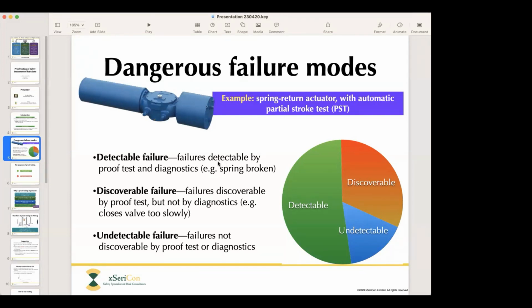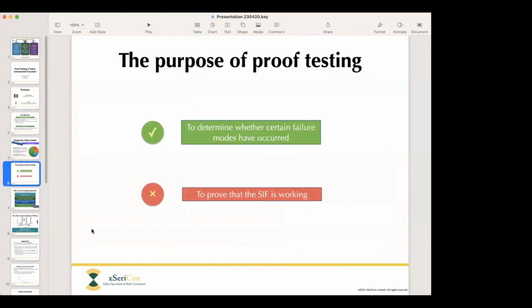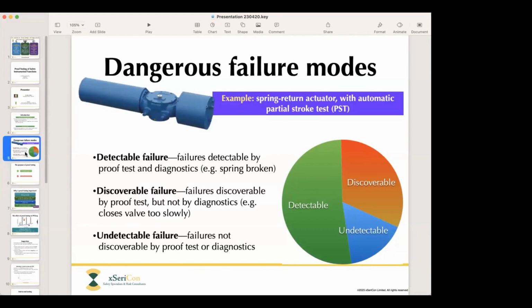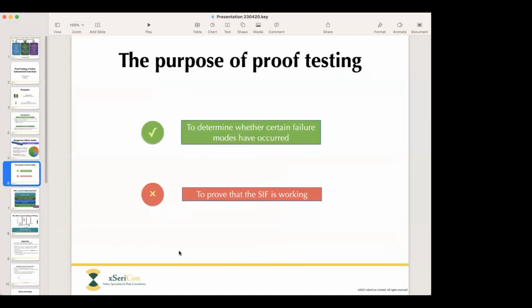So just to emphasize again, the purpose of doing the proof testing is really to find out whether those discoverable failures have occurred. It is not to actually prove that the SIF is capable of working. As we've just said, some of the failure modes may be undetectable. They might be in that blue slice of the pie chart that we saw there. And then no amount of testing is going to prove whether or not those failure modes have occurred. So we can never demonstrate that the SIF is actually working just by proof testing.